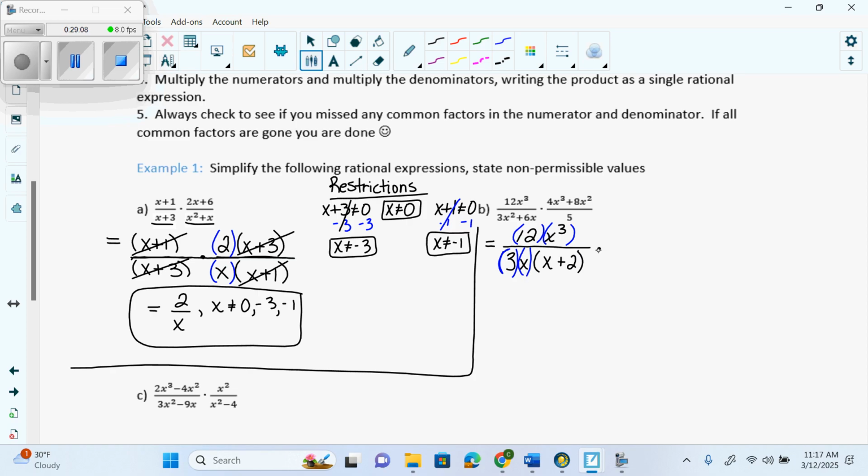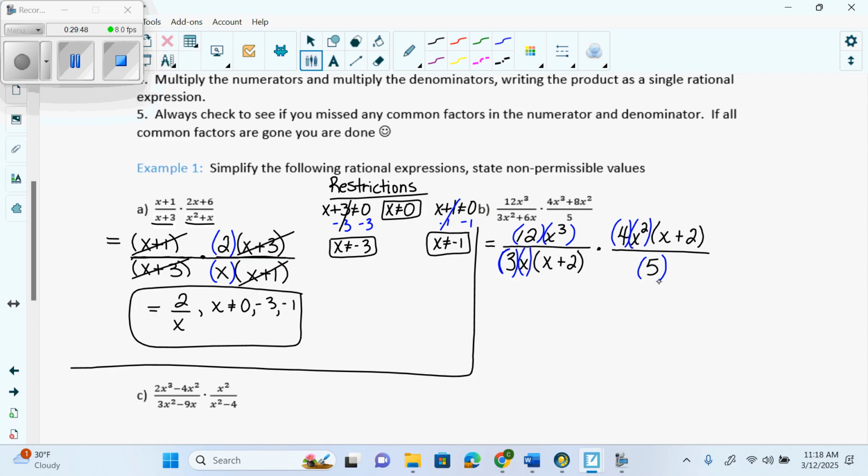Multiplication sign. Right-hand side. What can I do to the numerator on the right-hand side? 4x cubed plus 8x squared. Take out a 4x squared. And then 4x cubed, take out a 4x squared and left with x. Plus 8x squared, take out a 4x squared and left with 2. And then that 4x squared is a monomial. We agree? All of our greatest common factors are monomials, so they can go in their own brackets. And then we have a 5 in the bottom, which is a monomial, so it can go in its own bracket.